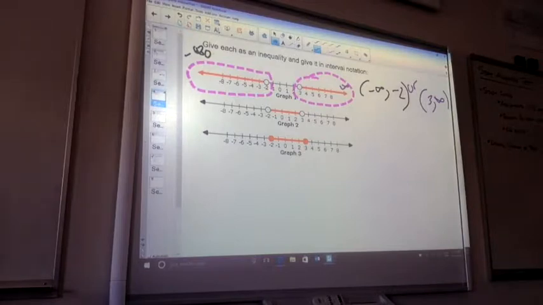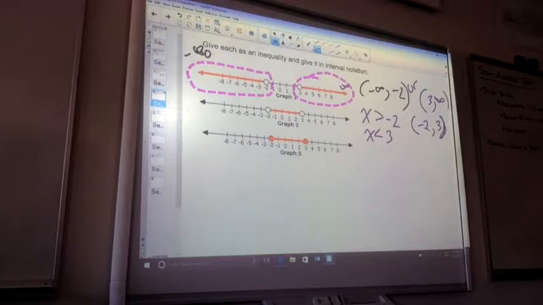What does graph number 2 look like? Is it an AND or an OR? And you have 2 endpoints, and in between you're shading them. So you could say 2 different things. You could say x is greater than negative 2 and x is less than 3. So this graph would go from negative 2 to 3. And there's our endpoints. Why are they both parentheses here and here? Because they're not equal. We're not equal to them. It's an open dot. Okay?